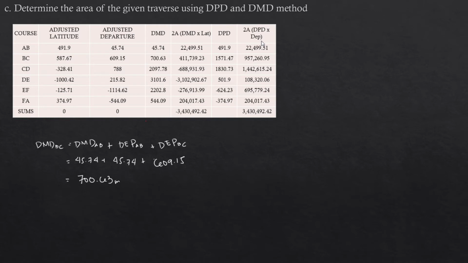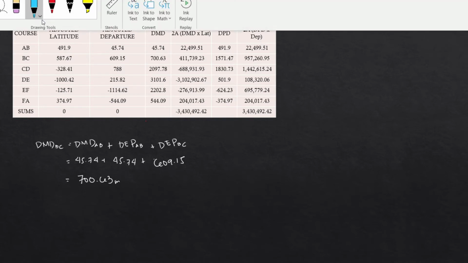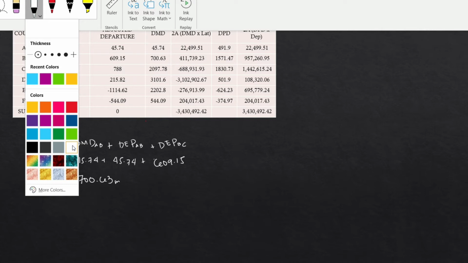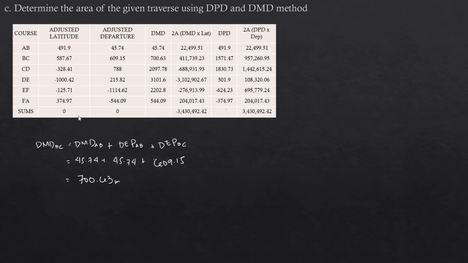Okay, so meron naman na tayong given, may nakuha na tayong value ng DMD and DPD. Okay, so ito, DMD times latitude, ito makukuha natin. Double area. Then, DPD times departure, ito ang makukuha natin. So, kung nag-equal yan, ibig sabihin tama. Okay?